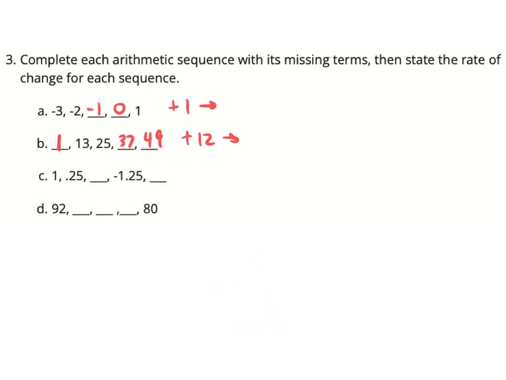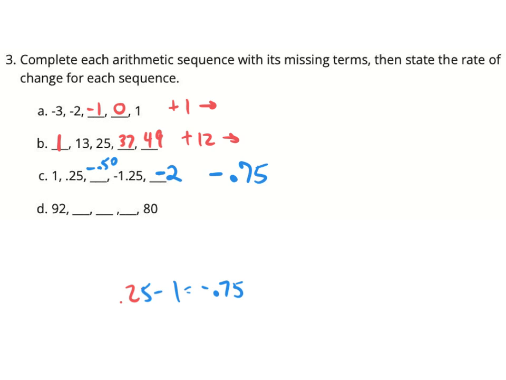So I tried dividing. So now I'm going to try to subtract. 0.25 minus 1 is -0.75. So let's see if this works. -0.75 gets me to -0.50. -0.50 minus 0.75 is -1.25. And the next one is -2. So our change is -0.75.